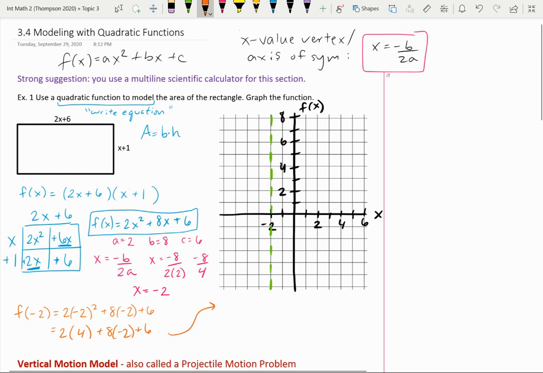Then I do my multiplication. So 2 times 4 is 8. 8 times negative 2 is minus 16, and a plus 6 at the end. You should get that f of negative 2 is equal to negative 2. And that's a coincidence, the negatives there, the negative 2's. This can also be written as a point, negative 2, comma, negative 2. So that is my vertex right here.